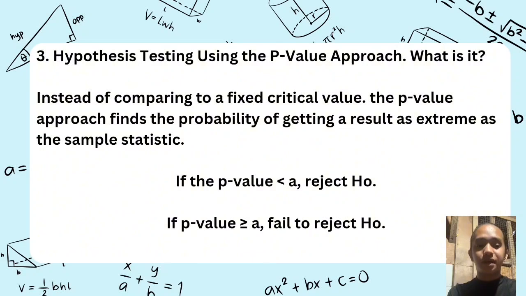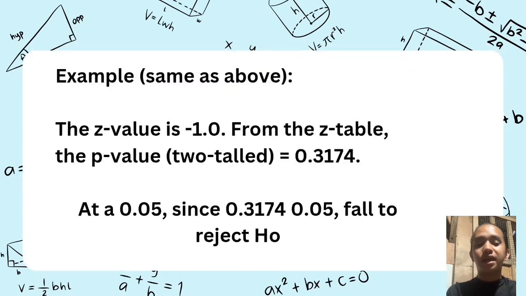The next topic is hypothesis testing using the p-value approach. So next up, in the p-value approach, instead of a fixed boundary, we calculate the p-value. It is the probability of seeing our sample's results or even more extreme ones if our initial idea was actually true.